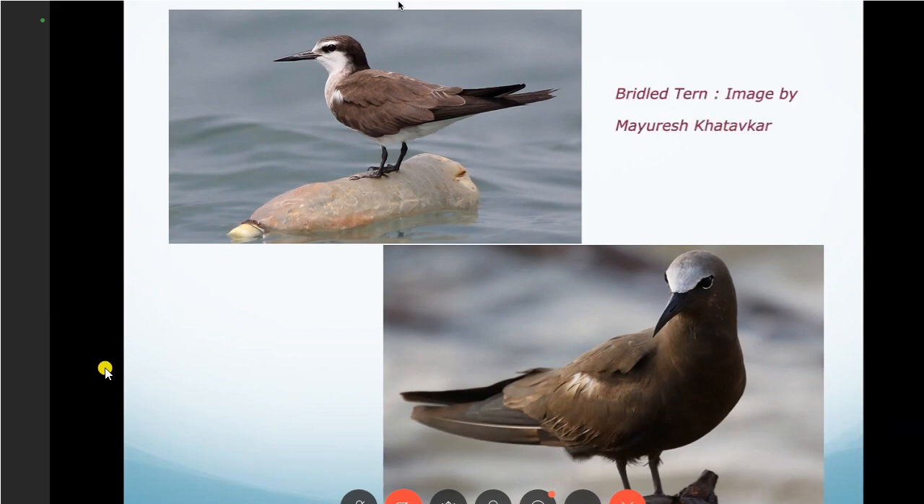The bridled tern over here, and down below is the brown noddy. Another thing I would tell you all to observe over here is where the bridled tern is sitting. It's plastic. This is what we are doing to the oceans around the world. It's a plastic bottle. Beautiful image by Mayuresh, and the brown noddy I got from Google Images.